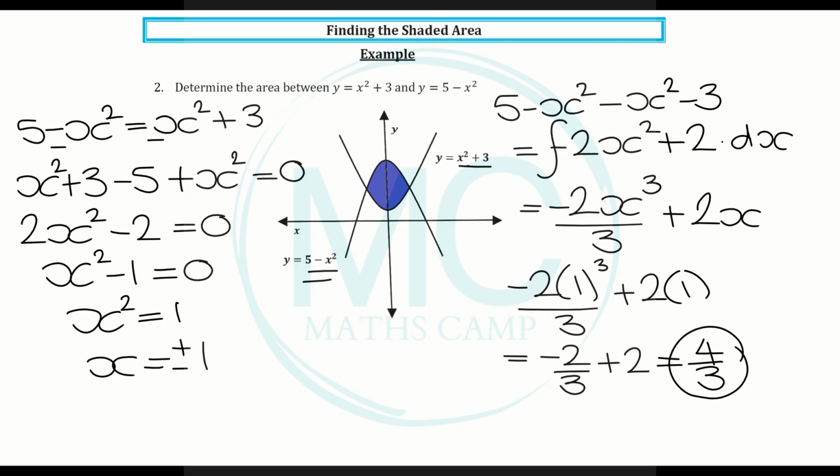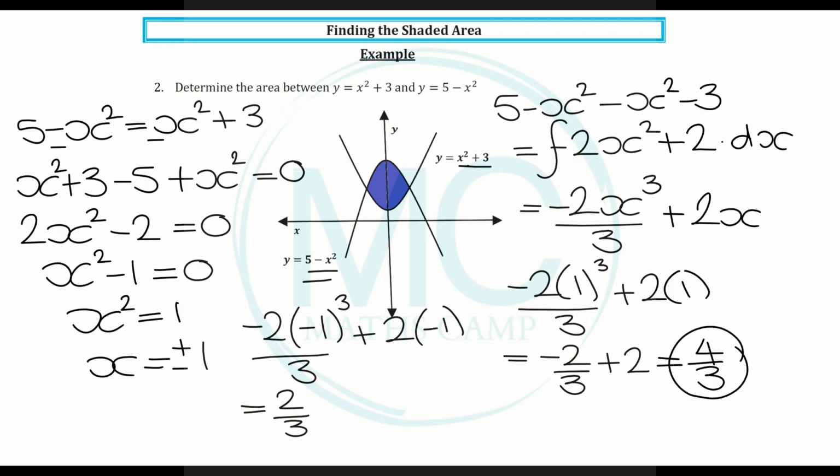Now let's substitute -1 into x. We have -2 multiplied by -1 cubed over 3 plus 2 multiplied by -1. -1 cubed remains as -1. -1 multiplied by -2 gives me +2. So this becomes 2 over 3. 2 multiplied by -1 gives me -2. 2 over 3 minus 2 gives me -4 over 3.